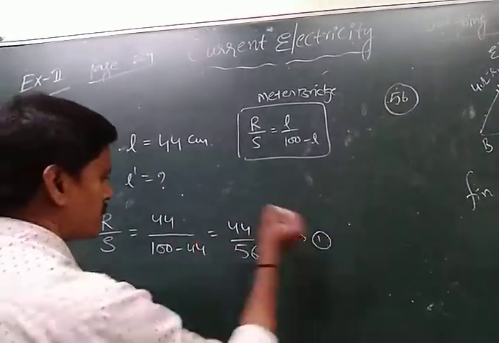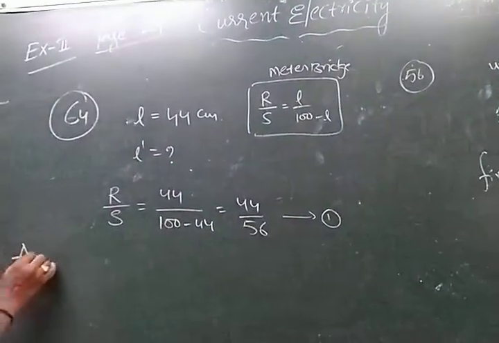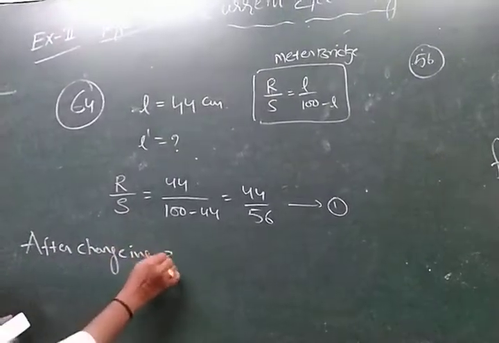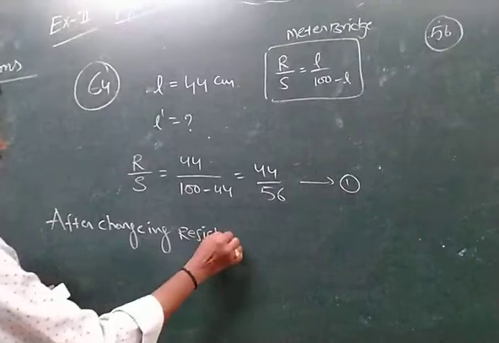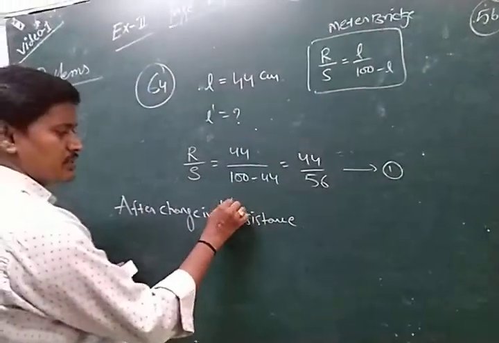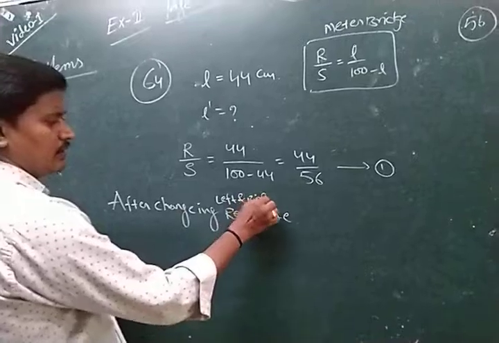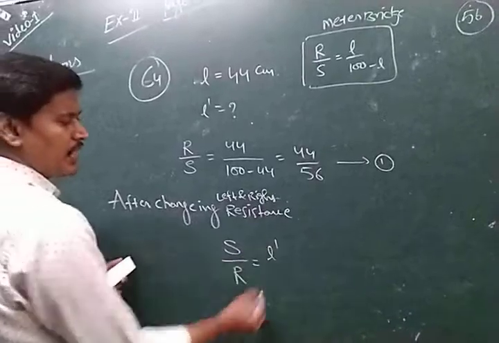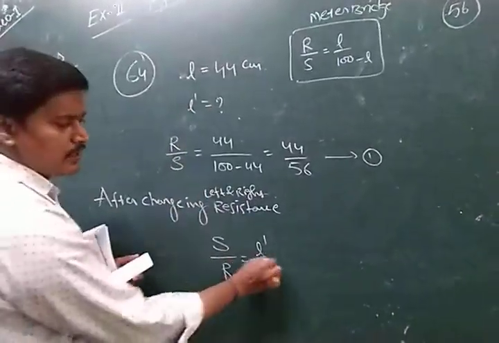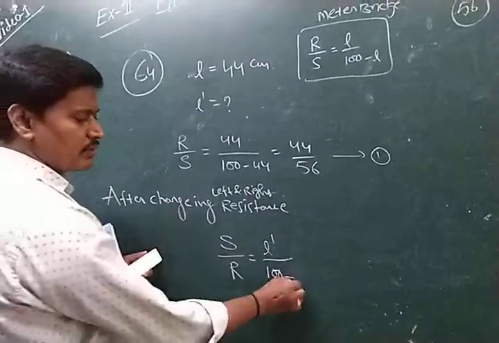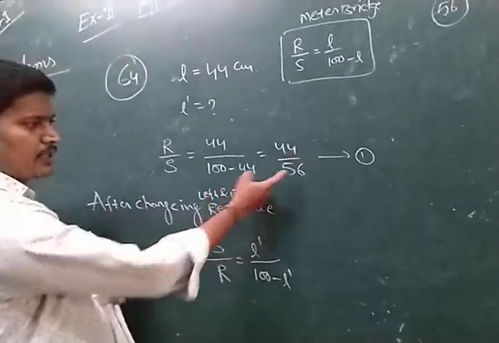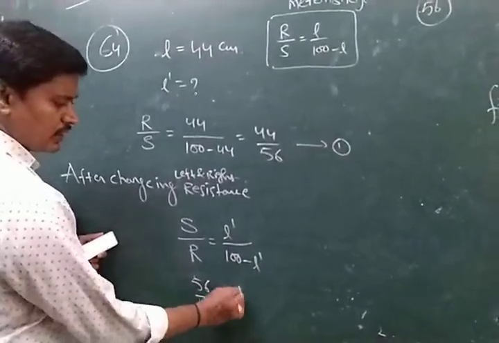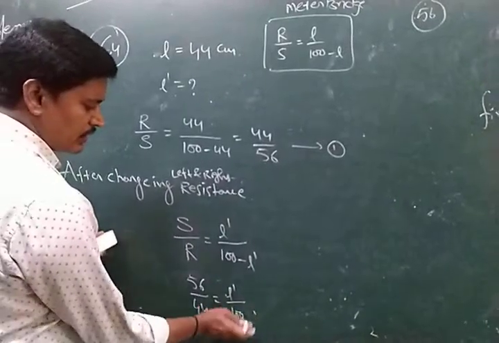This is equation 1. After changing the resistances, the left and right resistances interchanged, S by R is equal to the new balancing point L dash divided by 100 minus L dash. Substituting, 56 divided by 44 is equal to L dash divided by 100 minus L dash.